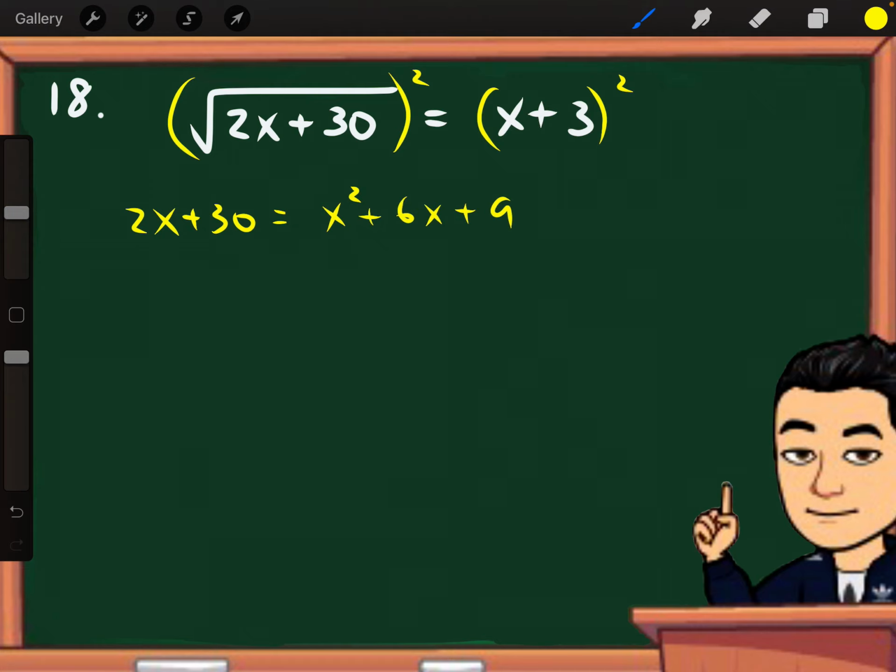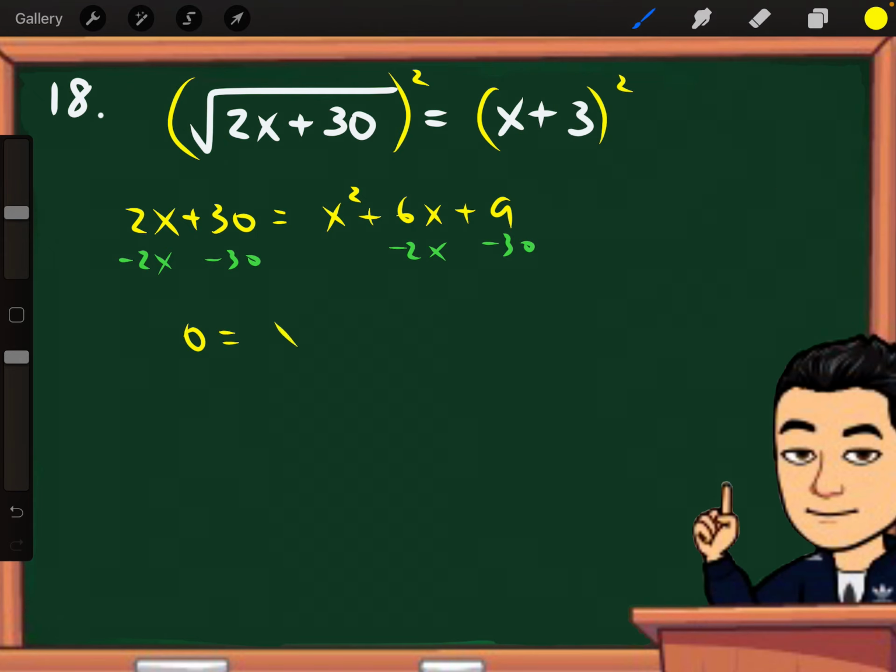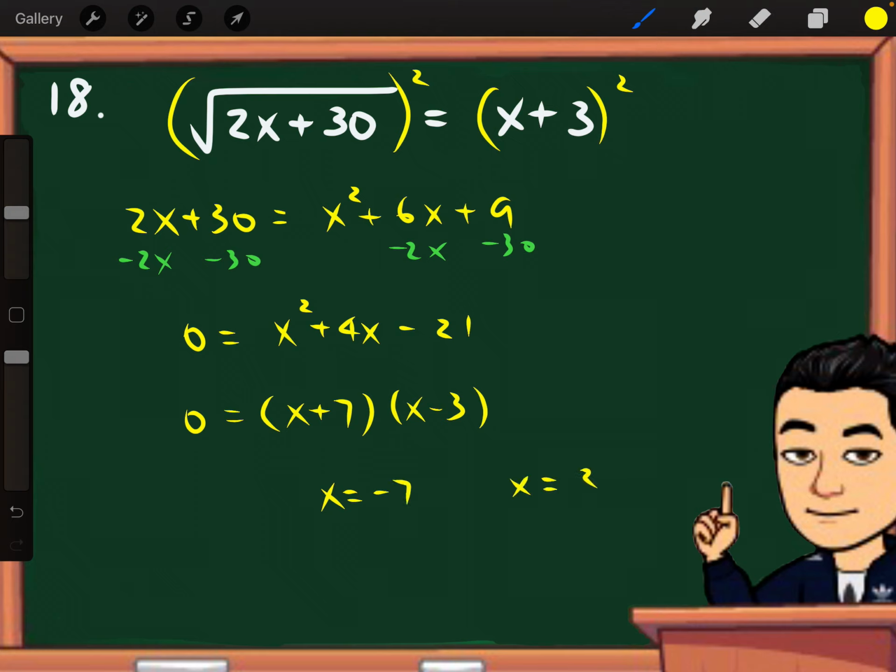Now we got a little work to do. Just go ahead and move everything from the left hand side. Okay, that's what I'm going to do. Subtract 2x and then subtract 30. So the left hand side is going to equal 0. Okay, so it's going to be x squared plus 4x minus 21. Okay, so now factor it. You know what to do. So it's going to be x plus 7 times x minus 3. So your x is actually going to be -7 or +3.